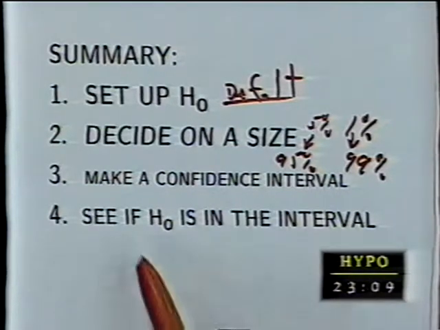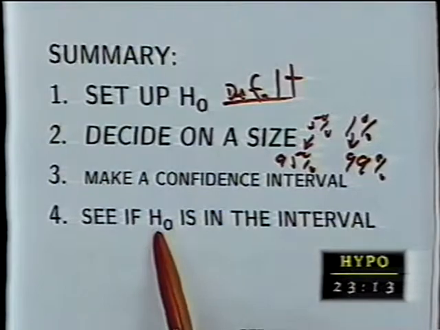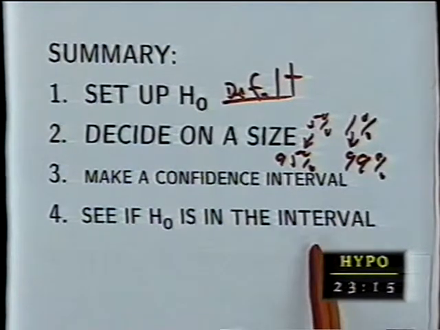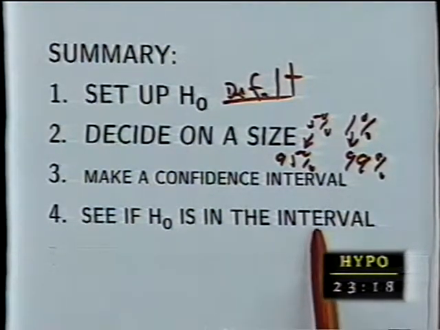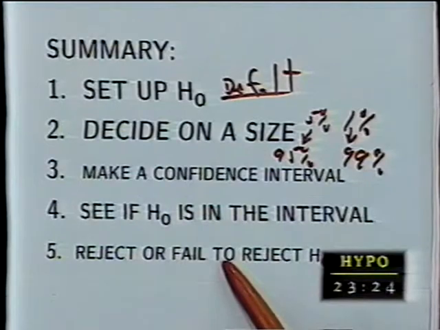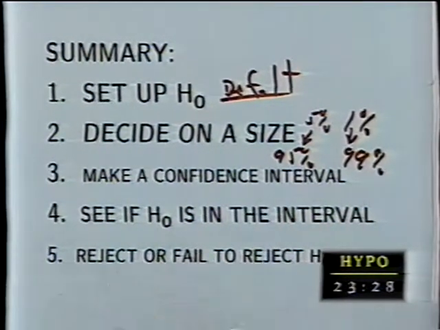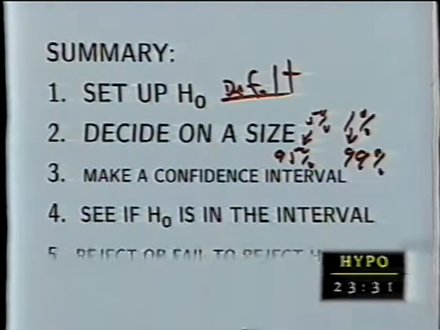Then you see if H naught is in the interval. That is, whether the number in H naught is inside the interval or not. If it's in the interval, you must fail to reject. If it's outside the interval, you can reject. So you reject or fail to reject H naught, depending on whether the null hypothesis is in the interval or not. In the interval, fail. Outside the interval, reject. Okay? That's how to do hypothesis testing.